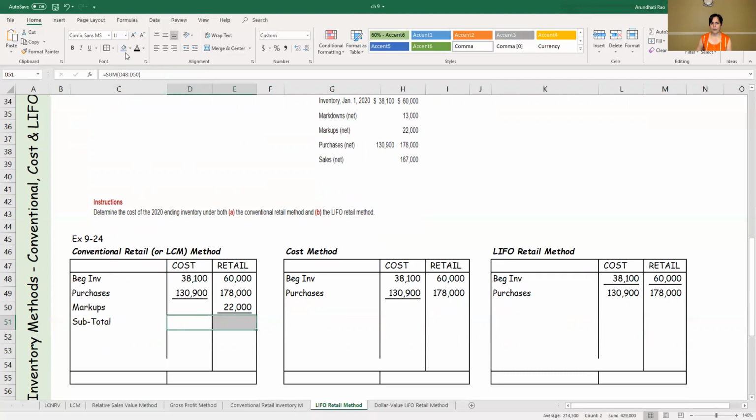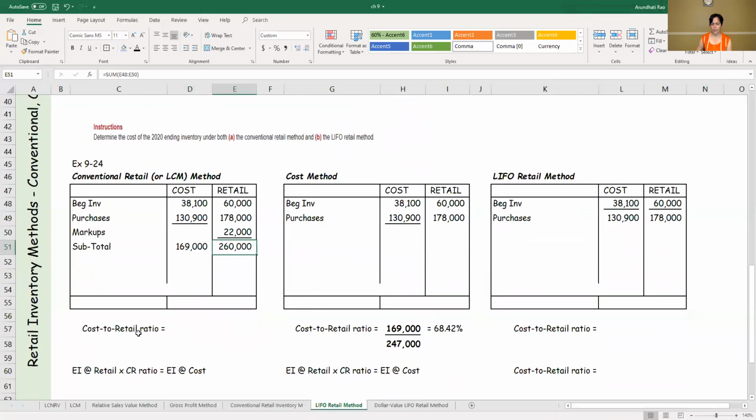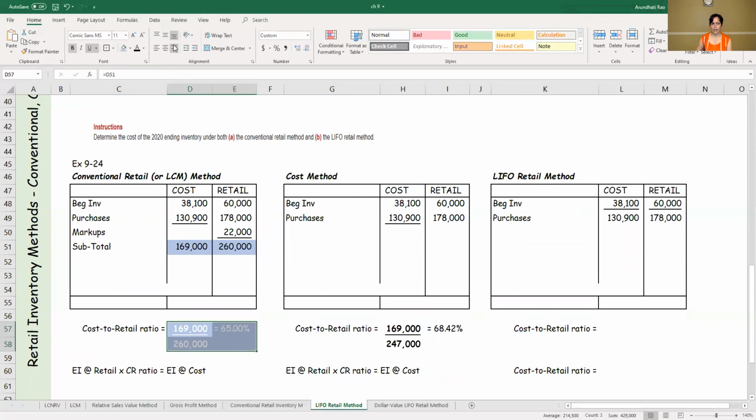And the subtotals are going to be 38,100 plus 130,900 gives me 169,000. And when I add up these three numbers, I get 260,000. Okay. So I'm going to go down over here now. I'll use these two numbers to calculate the cost to retail ratio. So when I do this calculation, my cost to retail ratio is 65%. 169 divided by 260 gives me 65%.